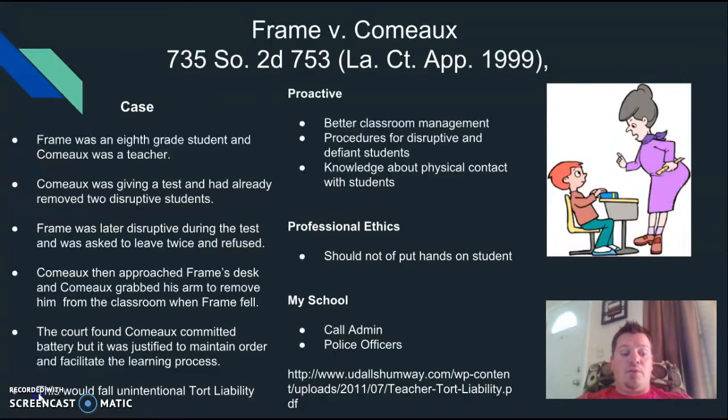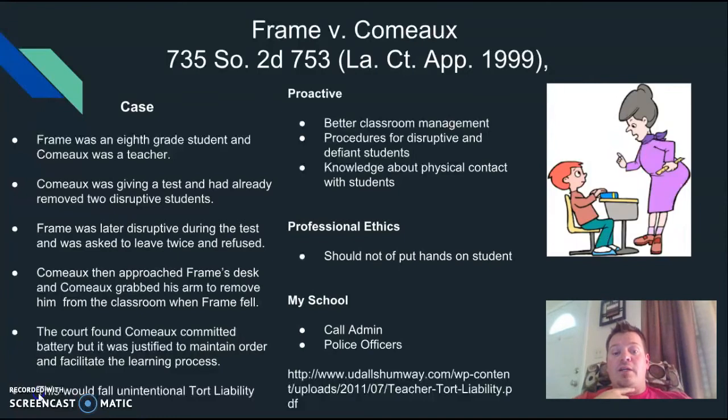In this case, the court found that Comics had committed battery. He did put his hands on a student, but it was justified because he was trying to facilitate and maintain order in his classroom, and make the learning environment a place where the students could actually learn. So this would fall under intentional tort liability, because he actually did put his hands on somebody and tried to forcefully remove them from the classroom.